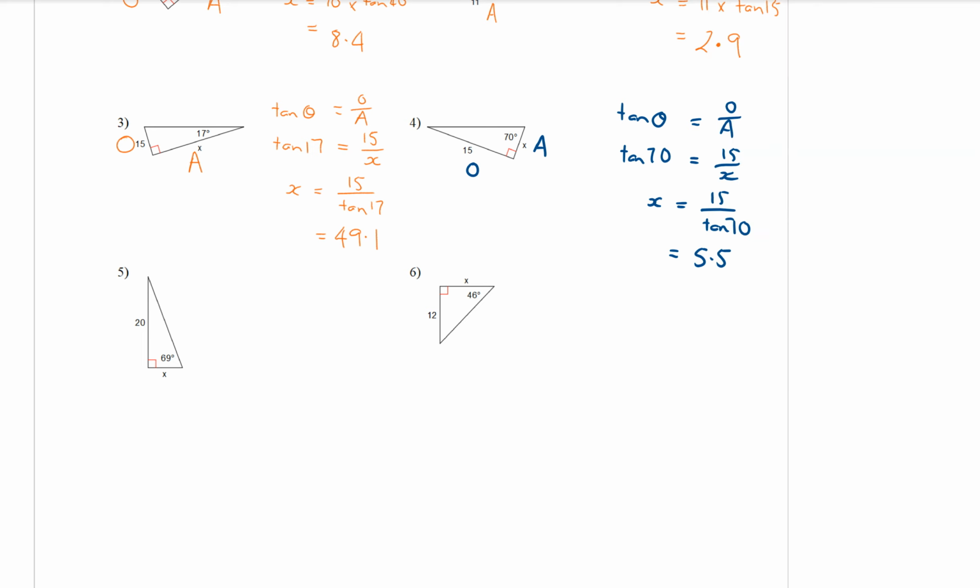How'd we go? Did everyone get that? Yes? Maybe? No? Ah, no, you had them the wrong way around. Yes, unfortunately that messes everything up if you have your fraction the wrong way around. Okay, so try again. Question 5. Label that triangle. Got to get the labels right.